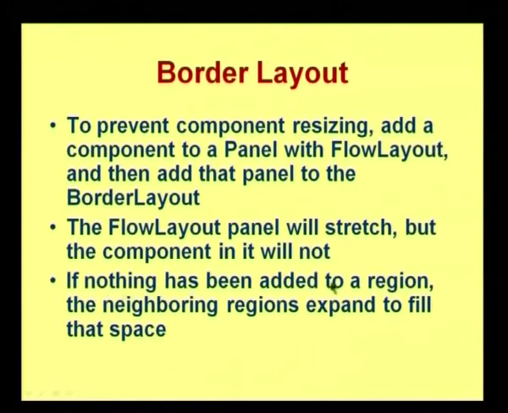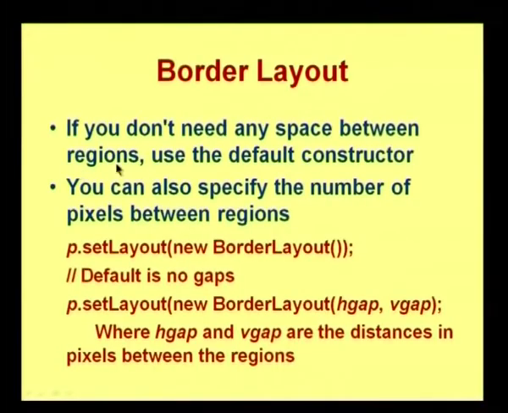If nothing has been added to a region, the neighboring regions expand to fill that space. I already told you, whenever we do not have any components in one particular region, the width and height of that region will be 0. So, the components available in the horizontal or vertical positions will occupy this place automatically. If you do not need any space between the regions, use the default constructor.